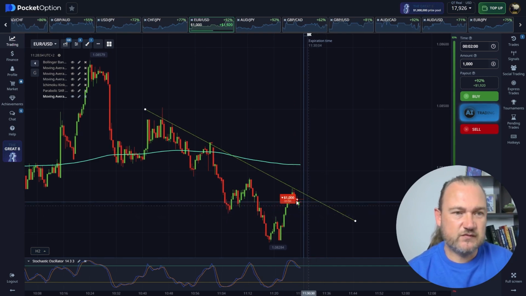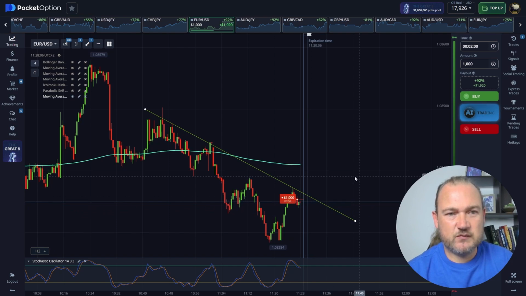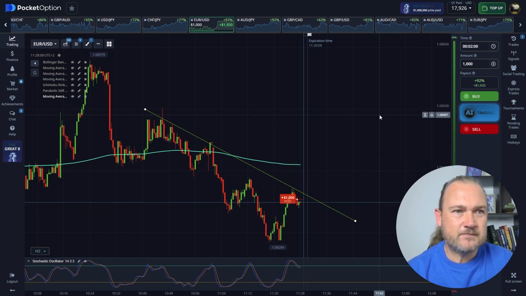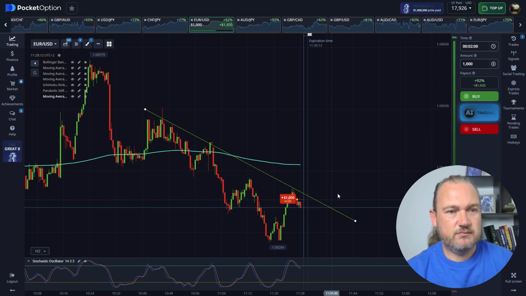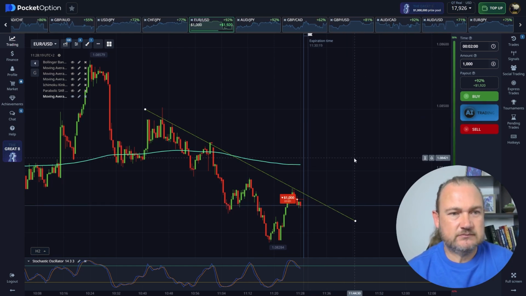Now we just have to wait for the timer to run out. We've got a minute left. We're halfway through this trade, and we're just waiting. There we go. Lovely big red.